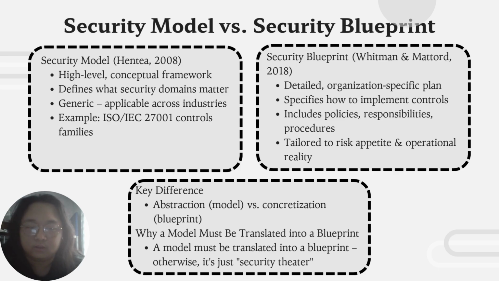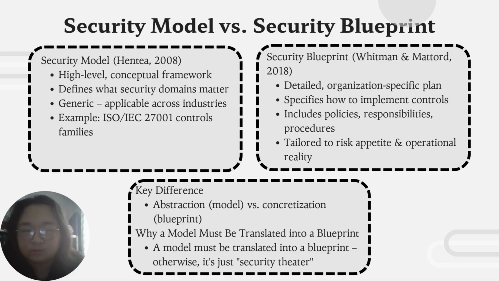Now, what about a security blueprint? Whitman and Mattord explain that a blueprint is a detailed, practical plan that tells you exactly what you need to do. For example, a security model might just say implement access control, but a security blueprint would say only the store manager can access the customer payment database. So the model tells you what to do in general. The blueprint tells you who, how, and when, the real details that make security actually work.